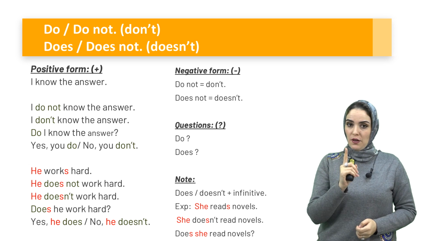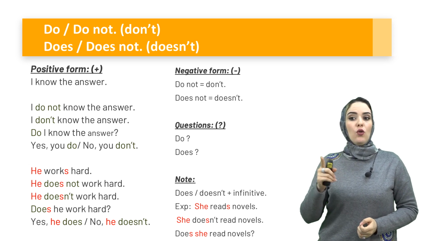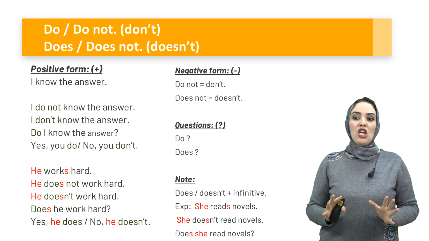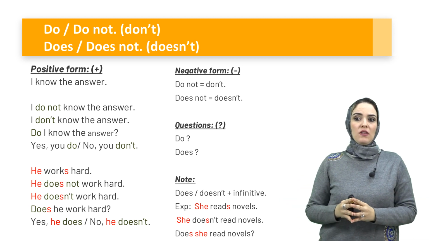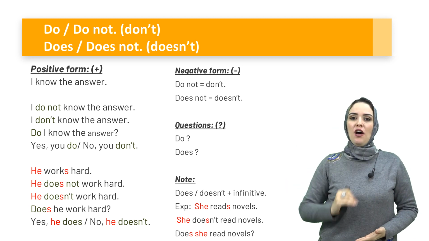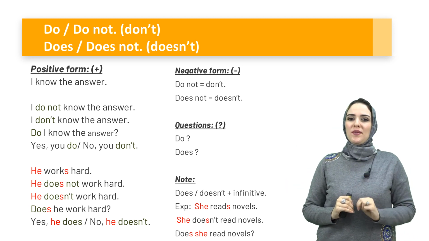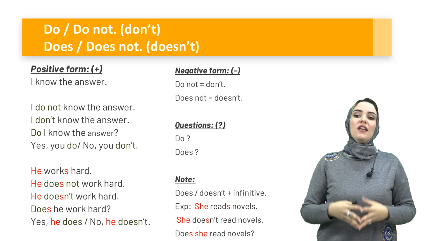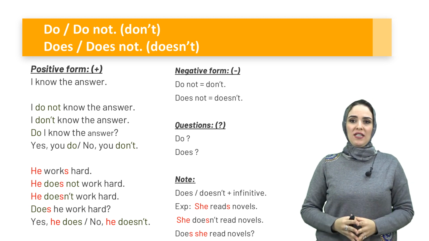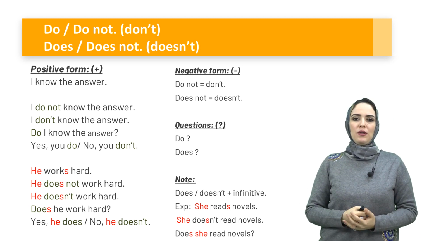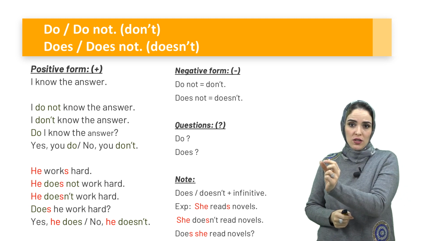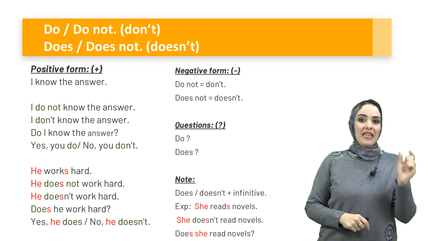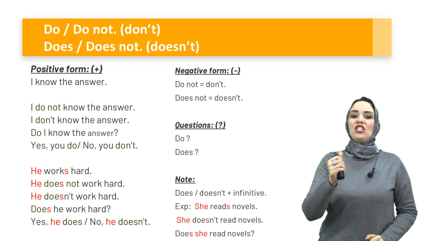So note, this is a very important thing. Does or doesn't plus the verb in its infinitive form, bare form. She reads novels. She doesn't read novel. We cannot conjugate two verbs, and we have almost the same rule in French. Does she read a lot? And we can say yes, she does, or no, she doesn't. I repeat and I recapitulate. Do, don't: I, we, you, they. Does, doesn't: he, she, it.